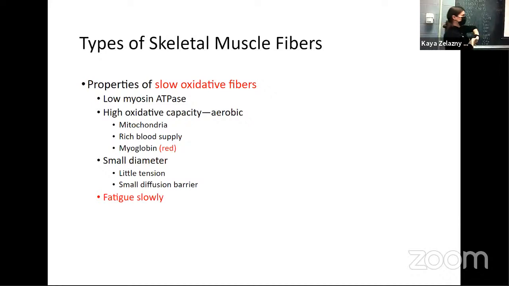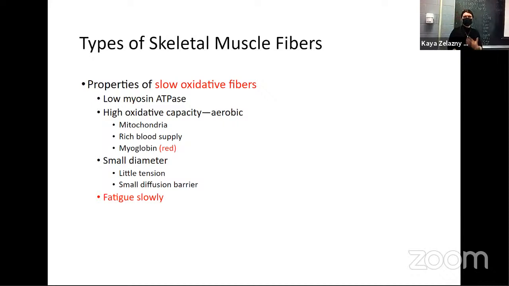So, beginning with their properties, we're just going to combine basically those lists, right? A slow oxidative fiber is going to have low myosin ATPase activity. It's going to be a little more ineffective at hydrolyzing ATP, has this slow form of myosin. It goes through fewer cross-bridge cycles per minute. Those twitches take longer to form and they relax more slowly.